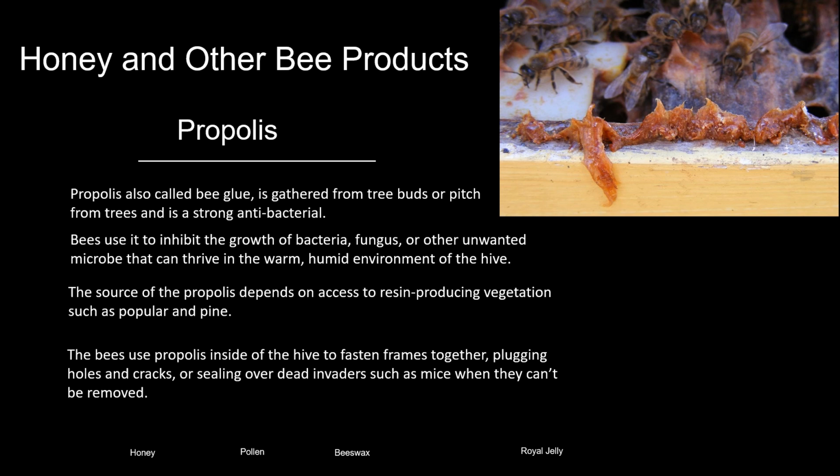The source of propolis depends on access to resin-producing vegetation such as poplar and pine. The bees use propolis inside of the hive to fasten frames together, plugging holes and cracks, or sealing over dead invaders such as mice when they can't be removed.